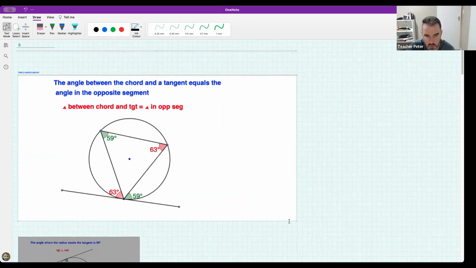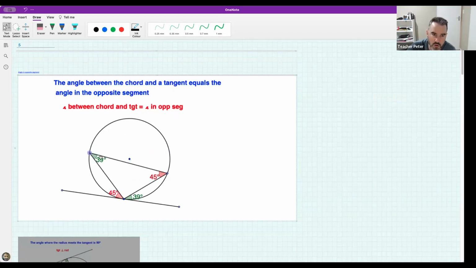Okay, so this theorem is called the tan chord theorem. That's because the angle between the tangent and the chord is equal to the angle in the alternate segment. So that 63 and the 63 are in an equal relationship. The same is true from the other side, except the angle is different. The cool thing about this theorem is that even if we move things around, the angles may change, but the relationship stays the same.